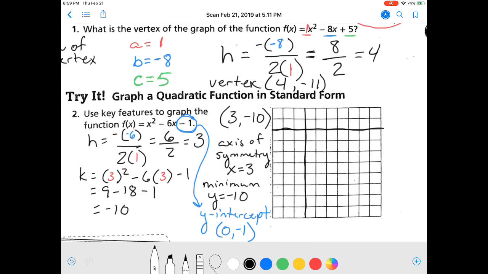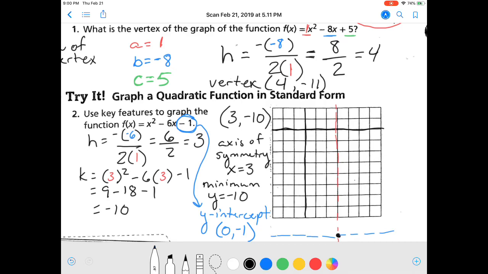Now, to draw our vertex, we're going to go over 3 places to the right in the positive direction, and then we're going to go down 10 places in the negative direction. Once we have our vertex drawn, we can draw a vertical line straight through that for our axis of symmetry, which I'm drawing in red. And then we can draw a horizontal line through it, which is our minimum point, the lowest point that our graph can go. It can't go below that line.